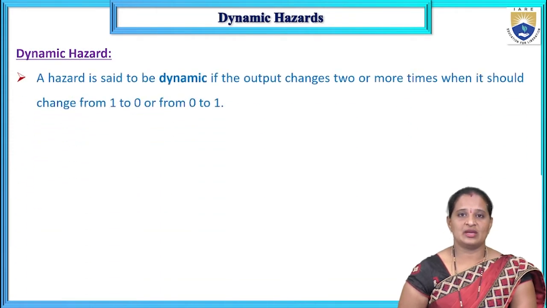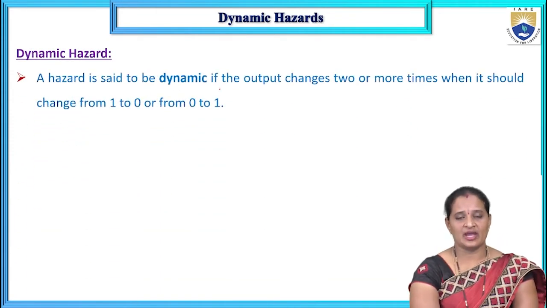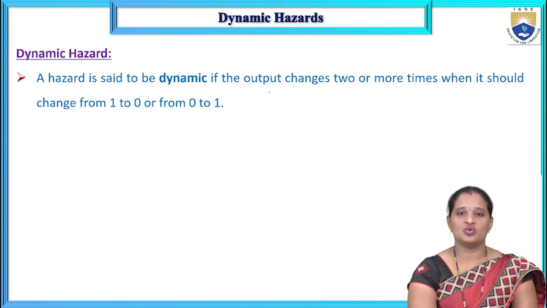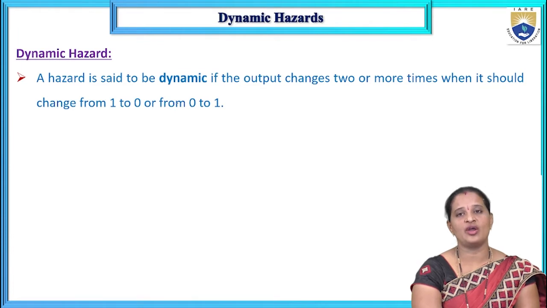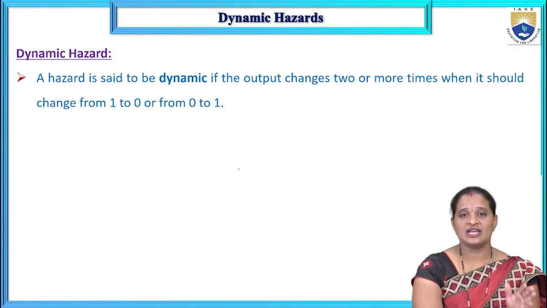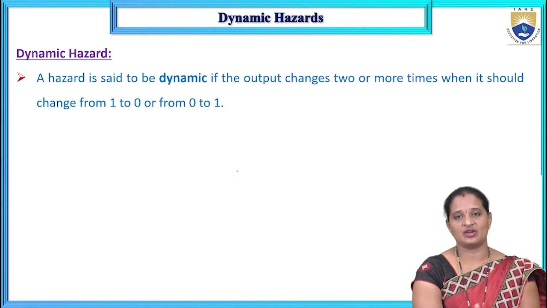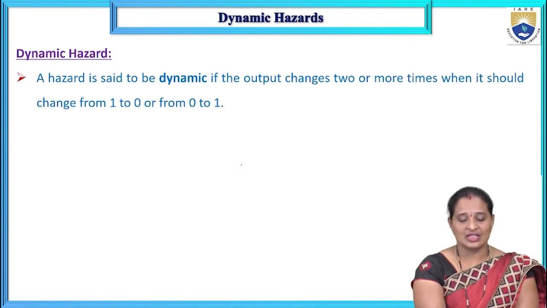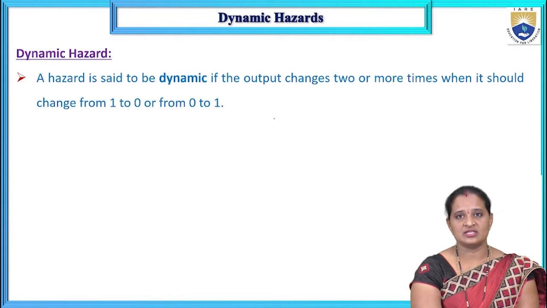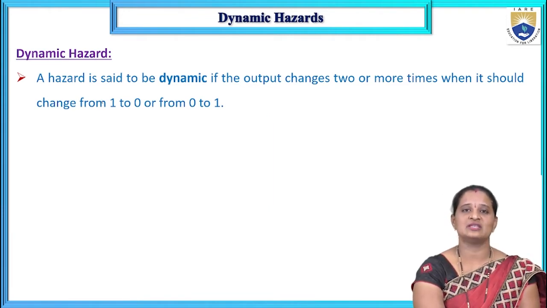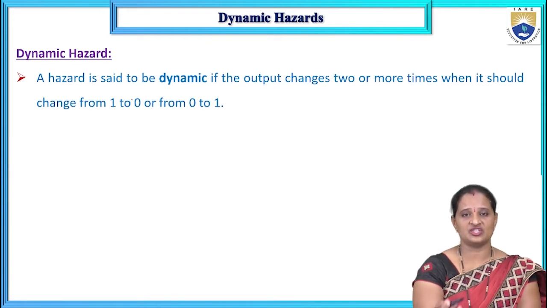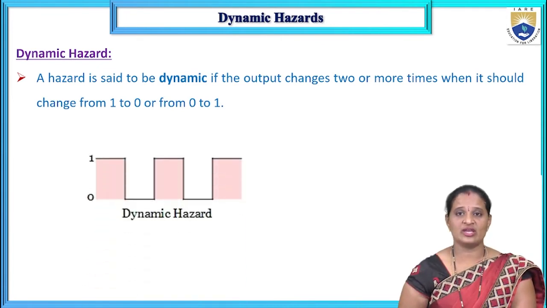So now coming to the dynamic hazard. A hazard is said to be dynamic if the output changes 2 or more times when it should change from 1 to 0 or 0 to 1. So that means if the output has to change from 1 to 0 or 0 to 1, then instead of changing only once, if the output changes more than once, then there exists a hazard which is called as dynamic hazard. So instead of changing only one time, it is changing more than one time, or else 2 or more times. Then that type of hazard is known as dynamic hazard.